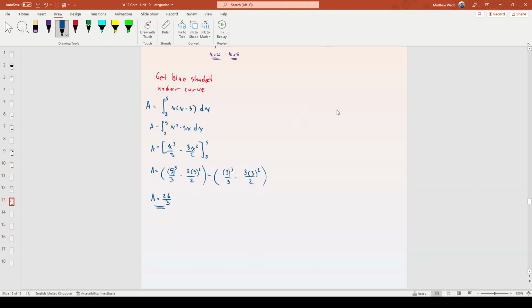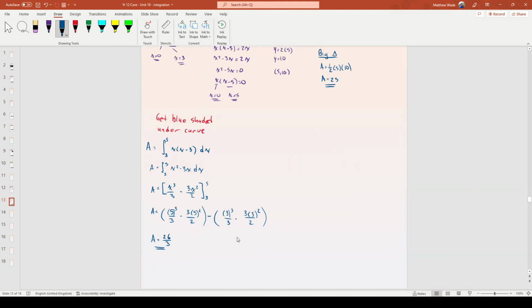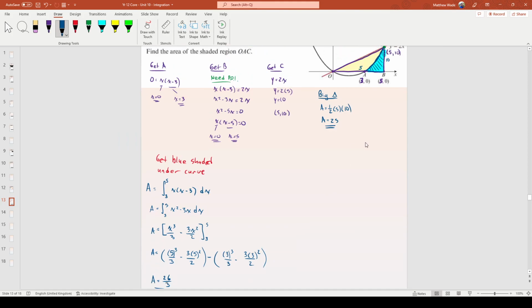Okay, sweet. So, yeah, you got the big triangle. You got the little shady bit underneath. So now we're ready to get the total area, the final answer. The shaded area, which is what it actually asked for, is just going to be the difference, isn't it? So it's the big triangle, which was 25. So let's do it. A equals 25, take away the curly bit, 26 over 3, don't forget. Cool. 25 take away 26 over 3 equals 49 over 3.